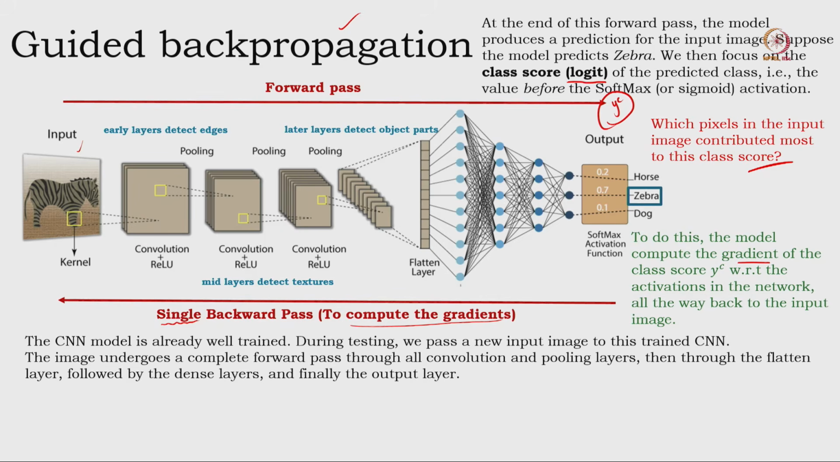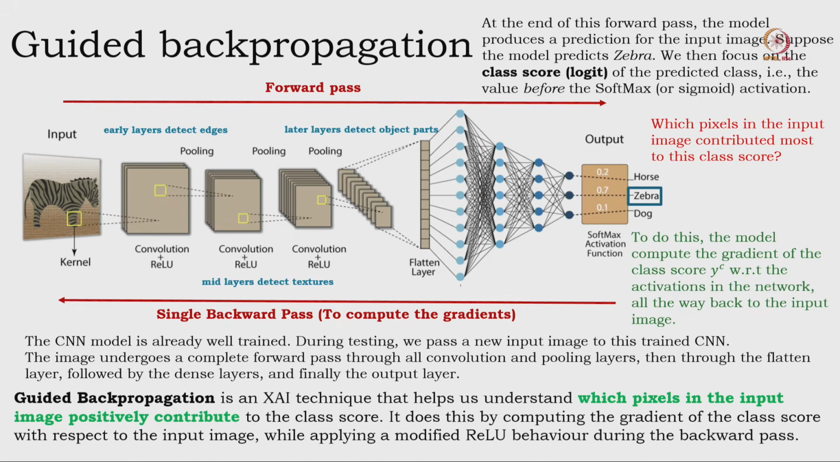Now, we are going to compute the gradient of YC with respect to all the activations in the network till we reach the input. Which means you will compute the gradients at a flattened layer, and even at the convolutional layers, meaning convolution, ReLU and pooling. At every convolution and ReLU, it is going to compute the gradients. So, this is what exactly is an introduction to guided backpropagation.